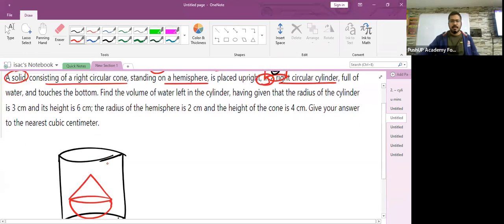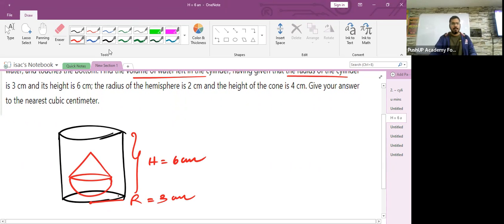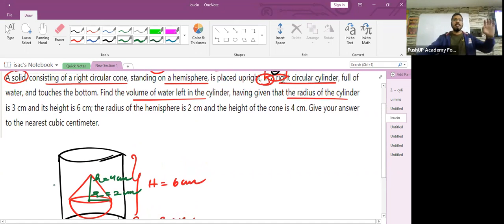Now, let's read the dimensions. Find the volume of water left in the container. Okay, fine. We will find what is the volume of water left. But before that, we need the dimensions, isn't it? The radius of the cylinder is what? 3 centimeters. So I will be using capital R. Capital R is equal to 3 centimeters. The height of the cylinder is how much? 6 centimeters. The radius of the hemisphere, I'll take small r is equal to 2 centimeters. Height of the cone is how much? 4 centimeters.